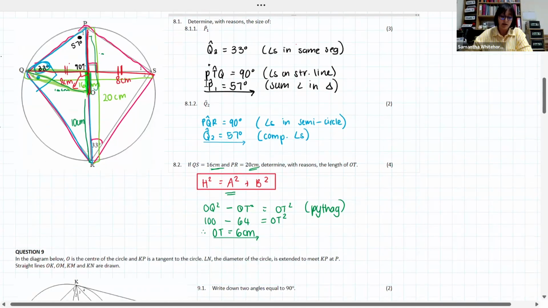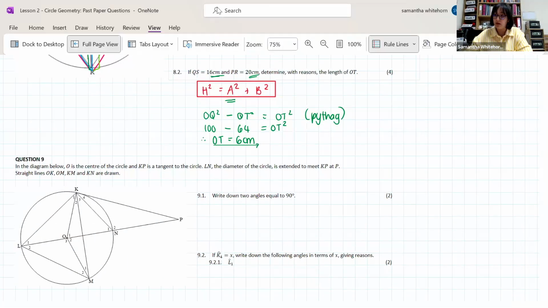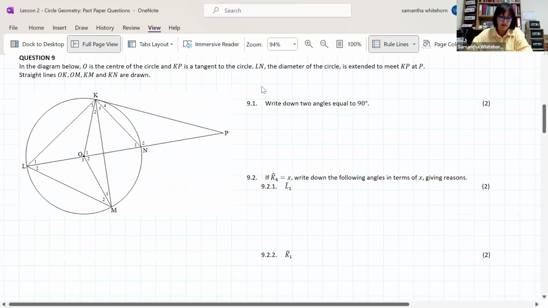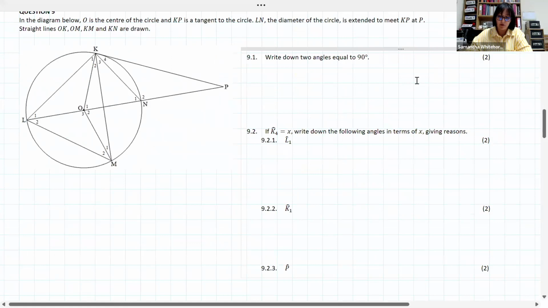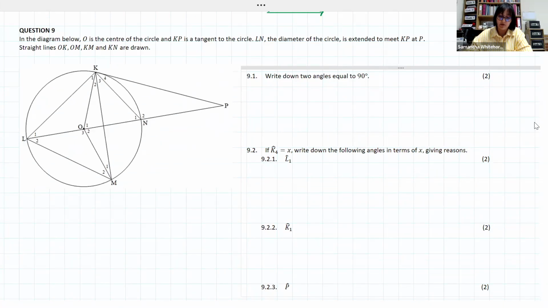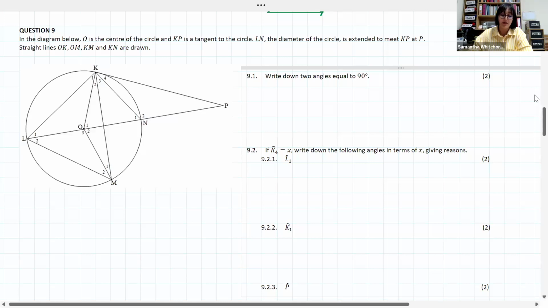Right, question 9 from the same paper. So still the mock paper from last year. It says, in the diagram below, O is the center of the circle and KP is a tangent to the circle. LN, the diameter of the circle, is extended to meet KP at P. Straight lines OK, OM, KM, and KN are drawn.